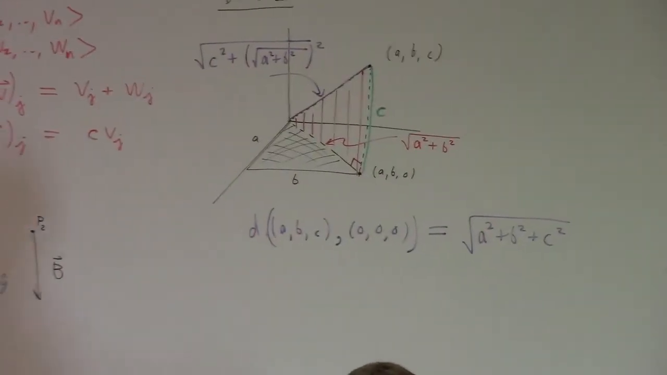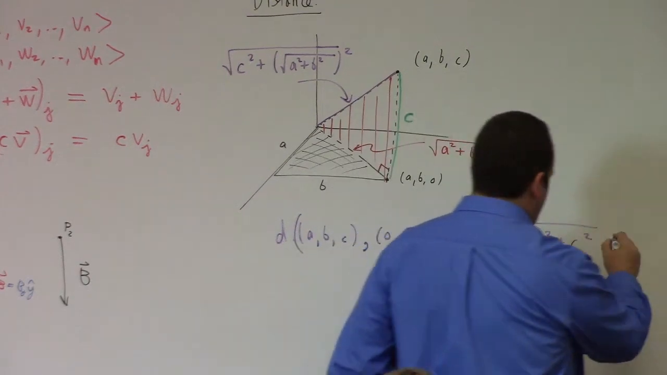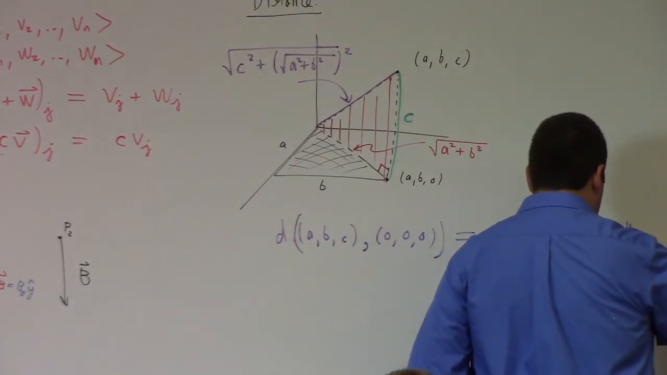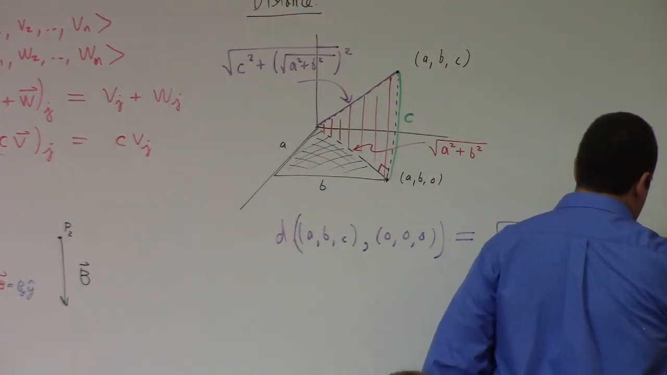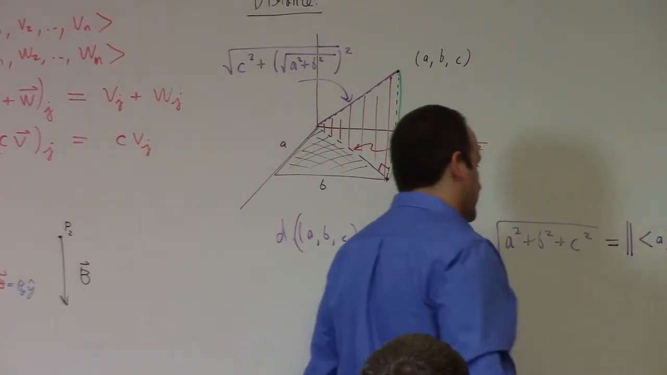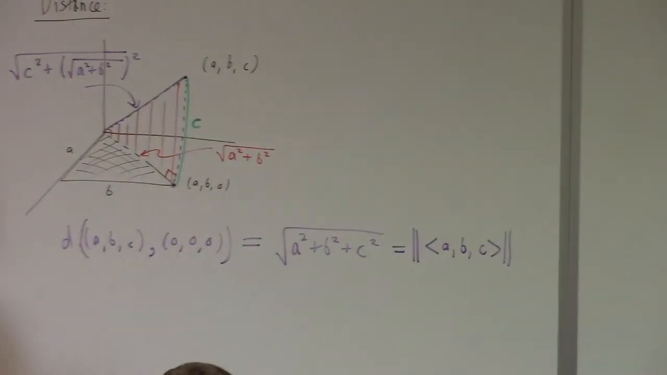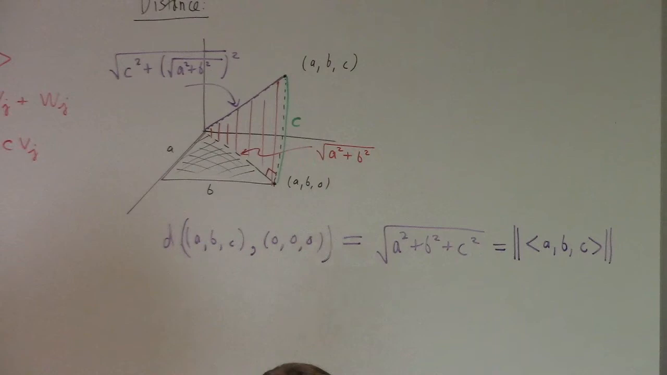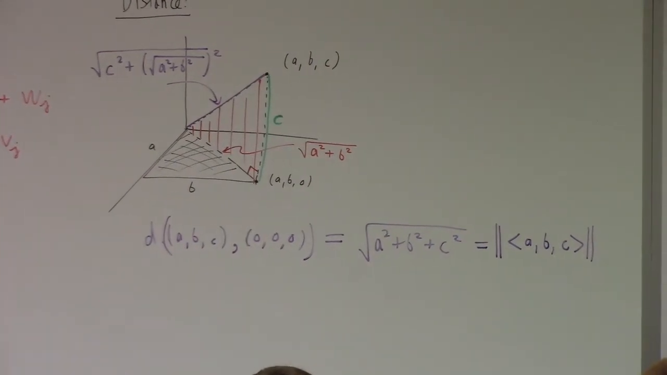Now, that's also equal to what we call the vector length, or norm, the length of the vector ABC. Here, the double bars are to be understood as the length of a vector. That's what that notation is, okay?